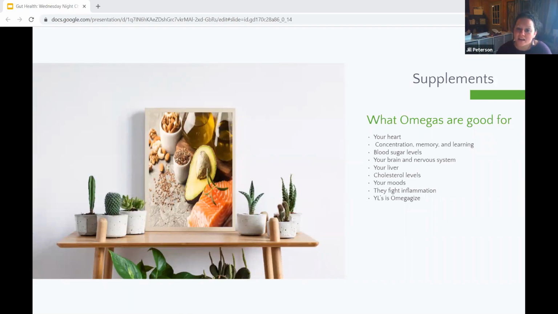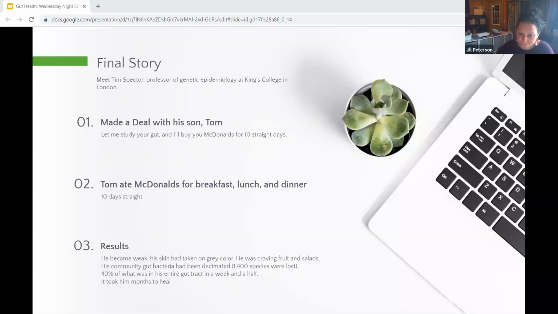So where do you get omegas? You get them from wild caught cold water fish, grass-fed meats, sprouted nuts and seeds. 90% or 95% of Americans are typically deficient in omega-3 fatty acids, which are the DHA and EPAs. So again, I would strongly suggest a supplement. Young Living does have one. It's called Omega-Gize. So you can supplement with that as well.